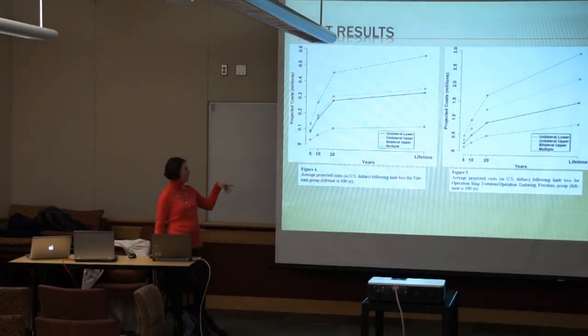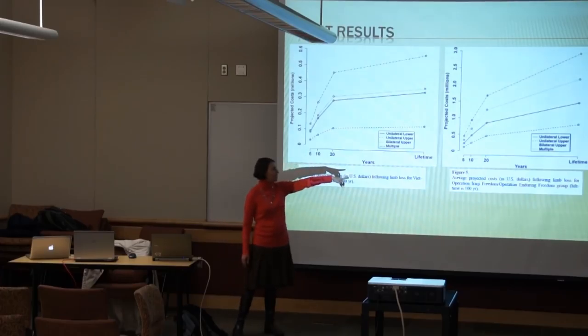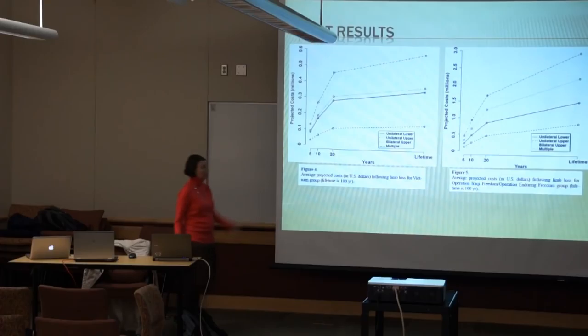And here's a graphical description of the 5, 10, and 20 year and lifetime costs. And you can really see, here's the scale 0 to 0.6 in millions, and then for the later conflict, it's 0 to 3 million. So huge jump for those guys.